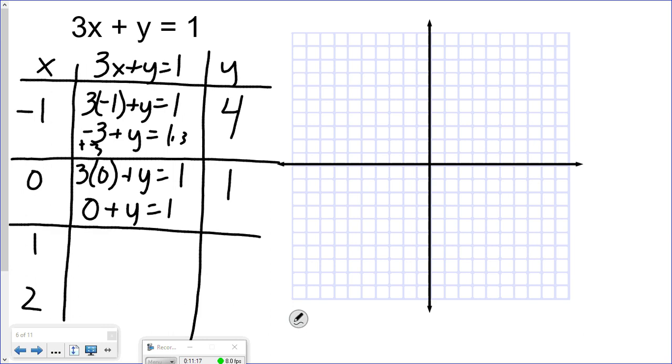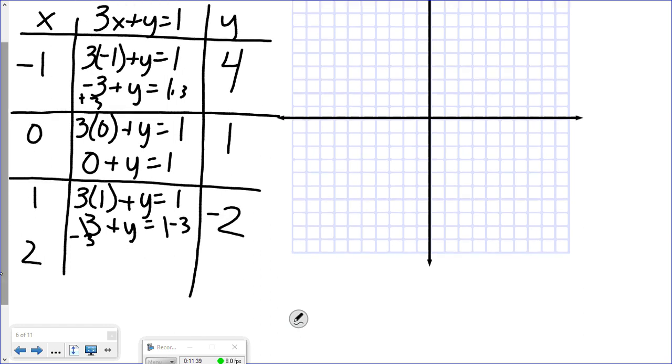You actually have to solve. So I have 3(1) plus y equals 1. Let's see, 3 plus y equals 1. I'm going to have to subtract 3 from both sides. I should end up with negative 2. You can see I'm just solving, that's all I'm doing.